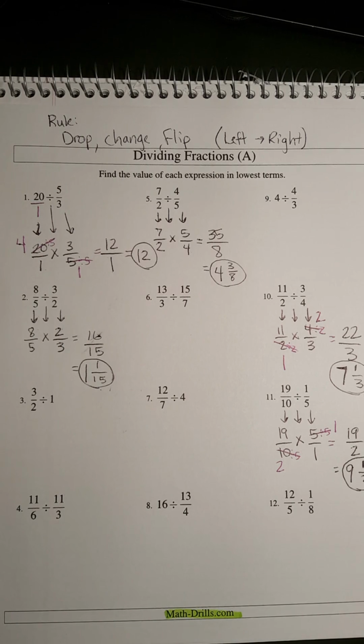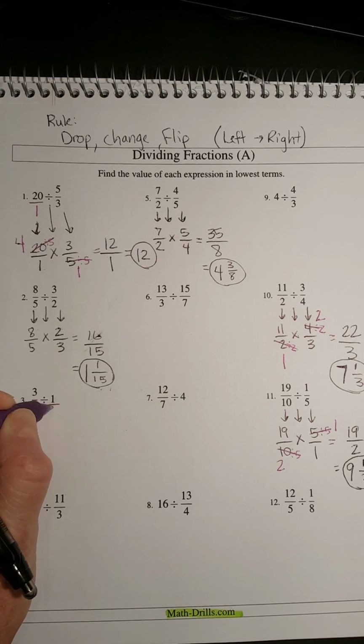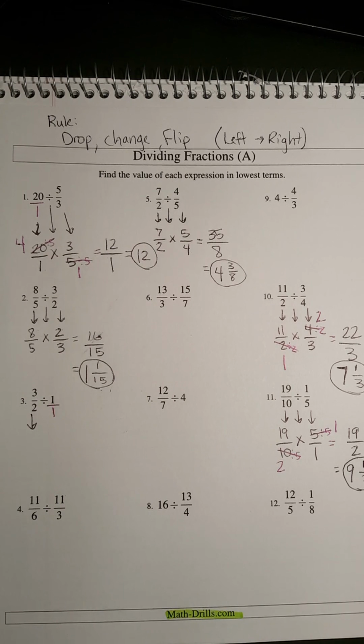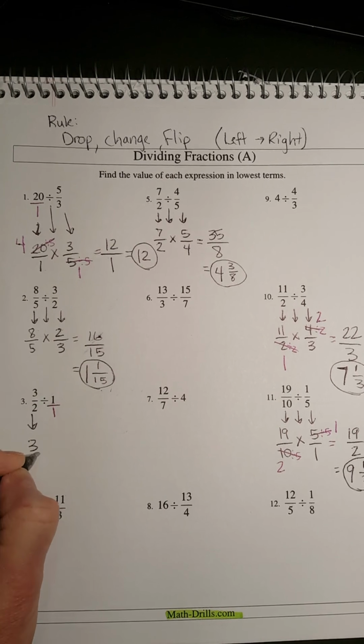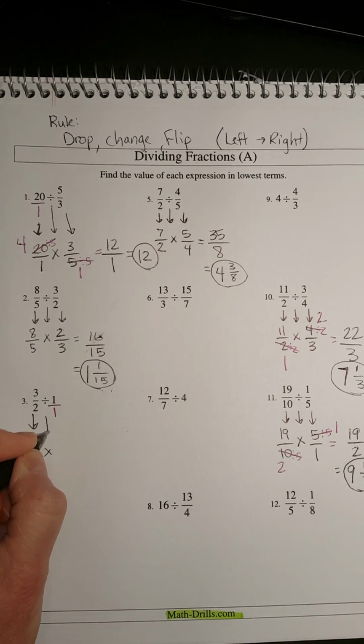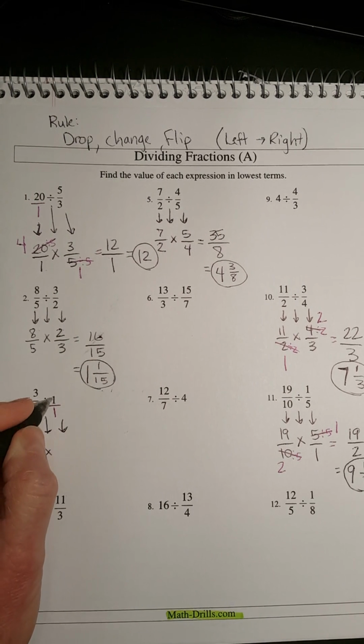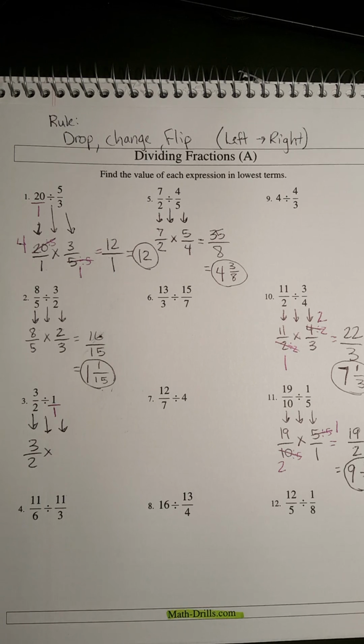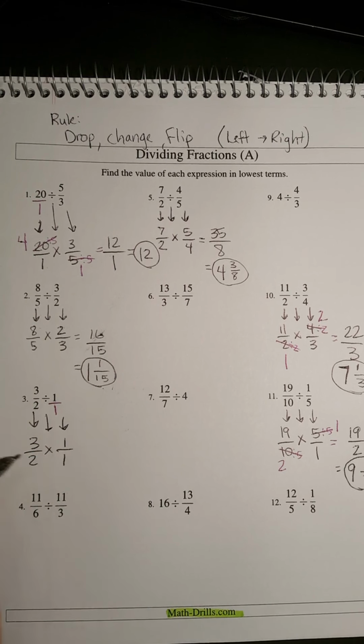Okay, let's try one more on this page. This one looks nice because it's pretty simple. So drop. Whoa, back up, Mrs. Cosgrove. Put the 1 over 1 first. Now let's drop. And then let's change. And then this one, it doesn't make a difference, right? Because it's 1 over 1. It stays 1 over 1 because if you flip it, it stays the same.